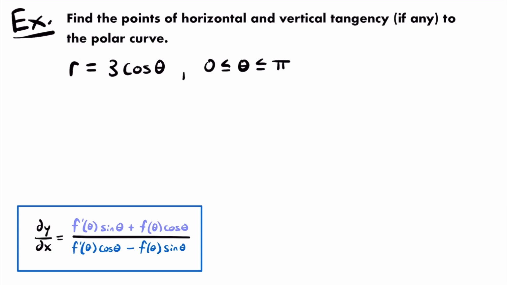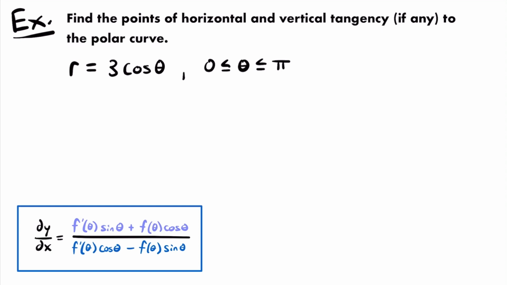So that's the process that we're going to use here. We're going to set the numerator equal to 0 to find points of horizontal tangency, and set the denominator equal to 0 to find points of vertical tangency. And if for some reason you find the same value of theta when you set the numerator equal to 0 and the denominator equal to 0, it's most likely the case that at that value of theta, you don't have either of those types of tangent lines.